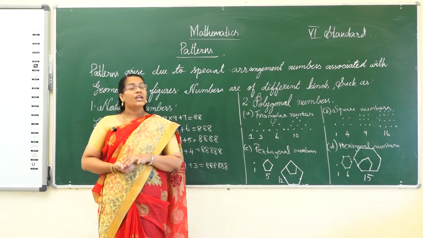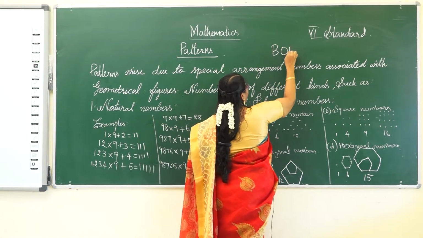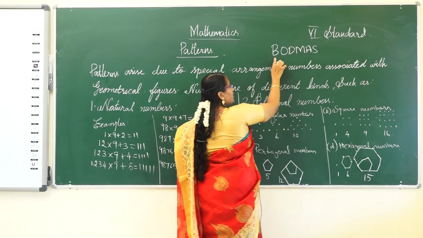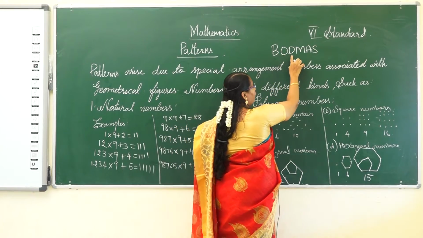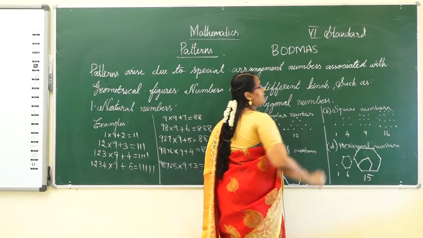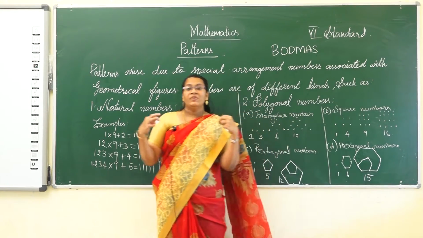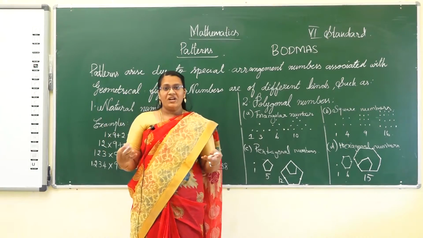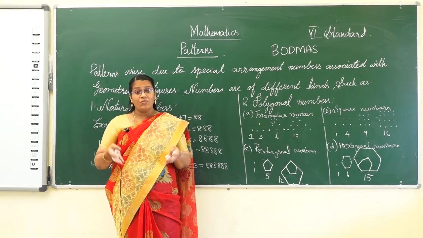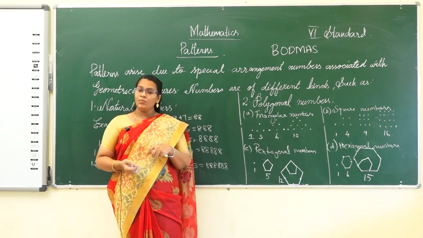In the previous class we learned the BODMAS rule. What is the meaning of BODMAS? B stands for bracket, O for of, D for division, M for multiplication, A for addition and S for subtraction. It involves the four operations, addition, subtraction, multiplication and division, given at the same time, along with brackets and parentheses. That is when we use the BODMAS rule.